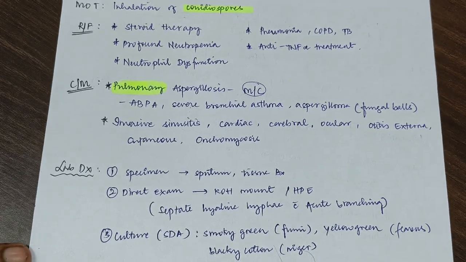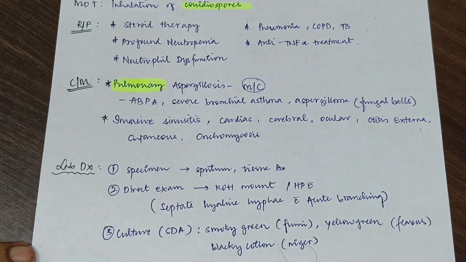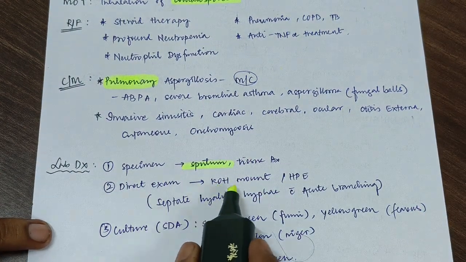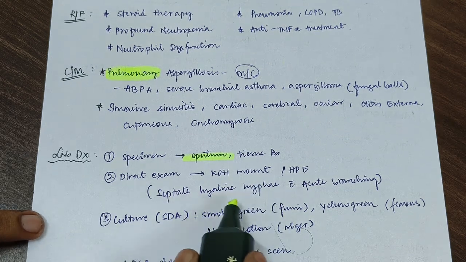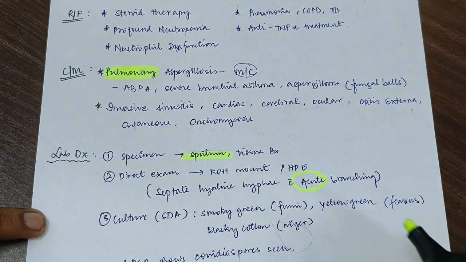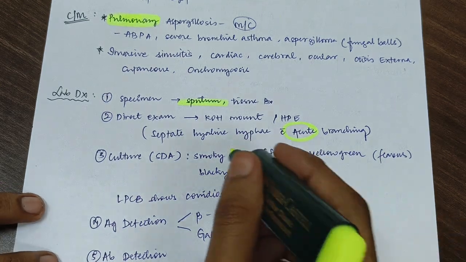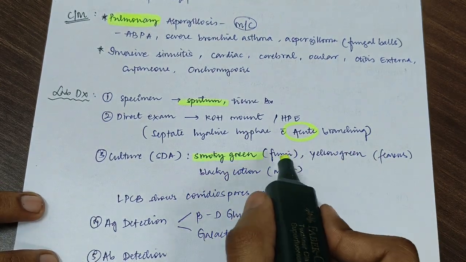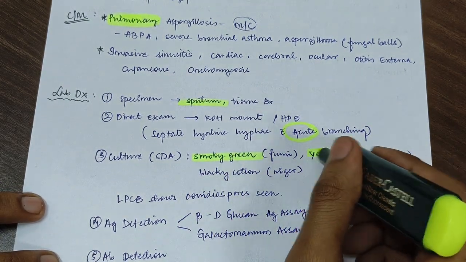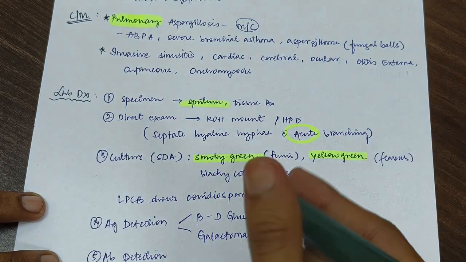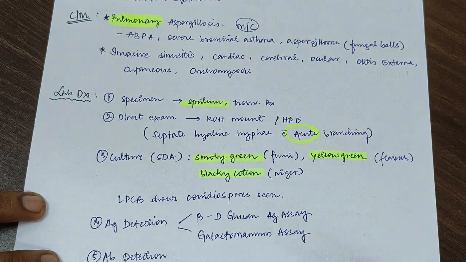Then coming to the lab diagnosis, the specimen is sputum. Sputum is collected, and tissue biopsy. Direct examination by KOH mount or HPE shows septate hyaline hyphae with acute angle branching. Then the species differ here. Smoky green indicates fumigatus, whereas yellow green indicates flavus. Black cotton indicates niger.